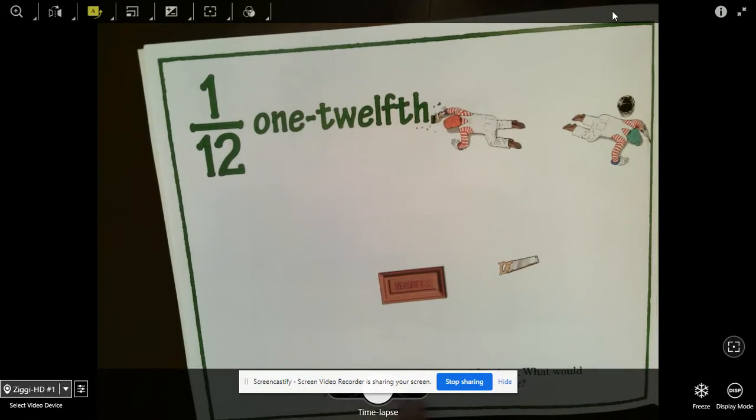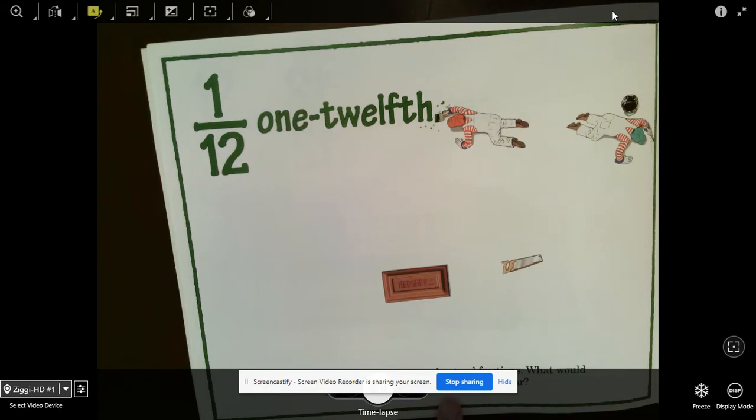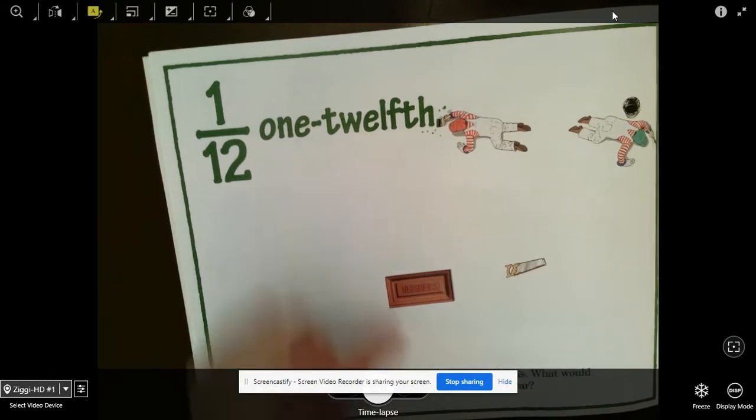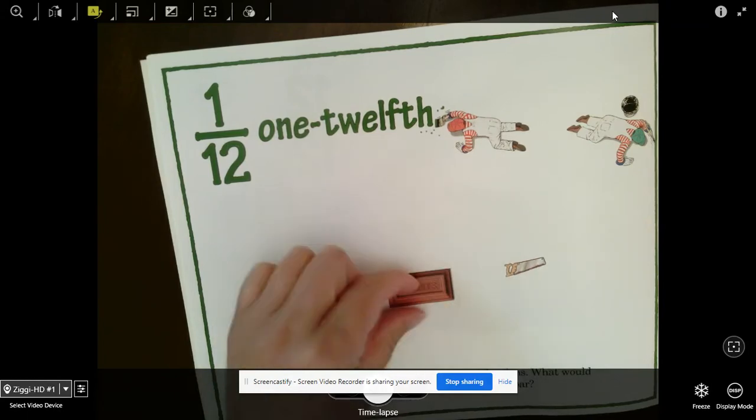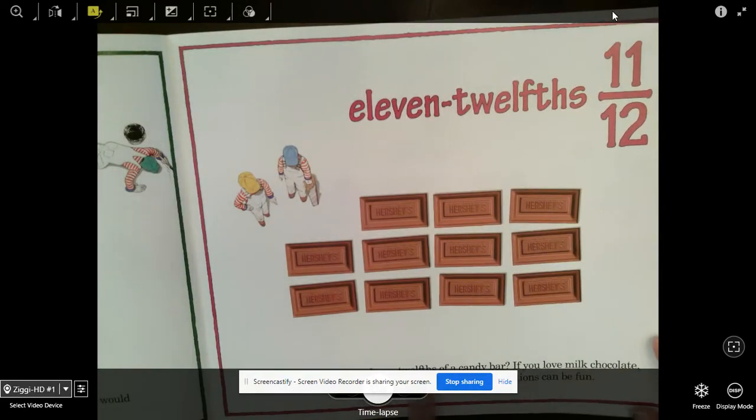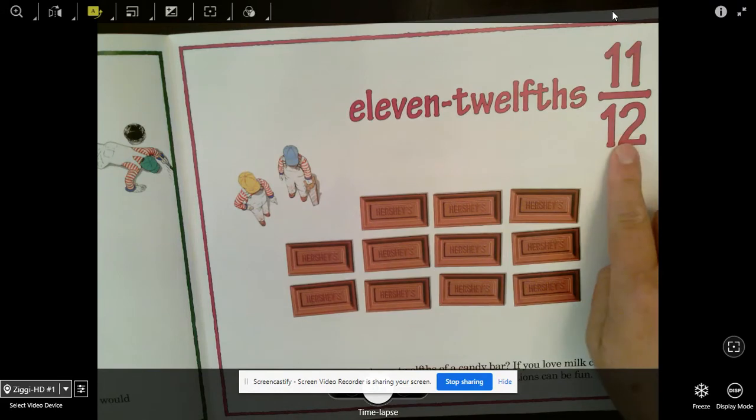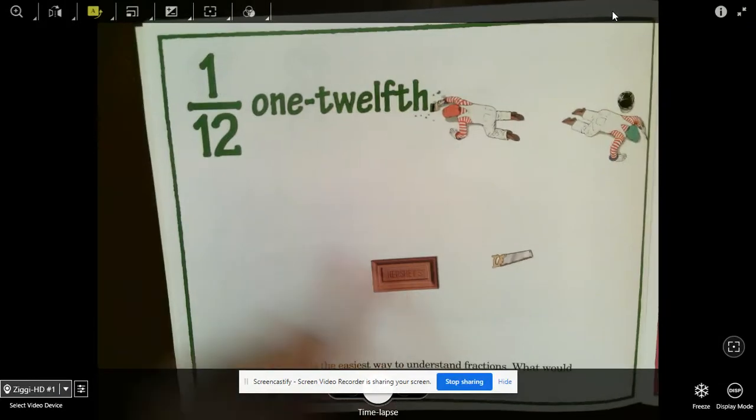Maybe this is the easiest way to understand fractions. What would you rather eat? 1/12 of a candy bar? So 1/12 is this one section right here. Or would you rather eat 11/12 of a candy bar? If you love milk chocolate, the answer is simple. As you can see, doing fractions can be fun. So all of this is 11/12 because there's 11 of the 12 pieces. Whereas this one is 1/12 because it's 1 of the 12 pieces.